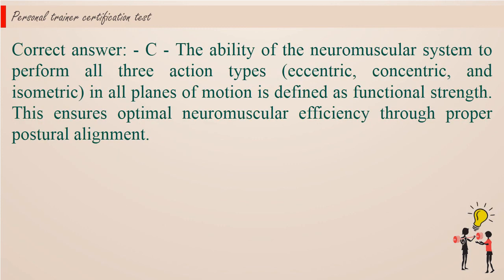Correct answer, C. The ability of the neuromuscular system to perform all 3 action types, eccentric, concentric, and isometric, in all planes of motion is defined as functional strength. This ensures optimal neuromuscular efficiency through proper postural alignment.